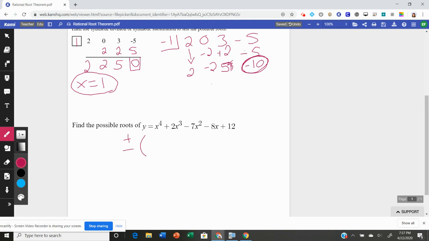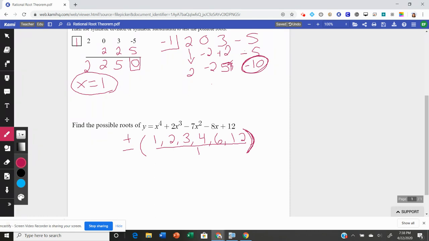All right, possible rational roots. Plus or minus, we have to look at the factors of our constant term. So factors of 12 are 1, 2, 3, 4, 6, and 12. And thankfully, our denominator here is just 1. The only factor of 1 is 1. So we have 1, 2, 3, 4, 5, 6 plus or minus. So we have 12 different options to test.